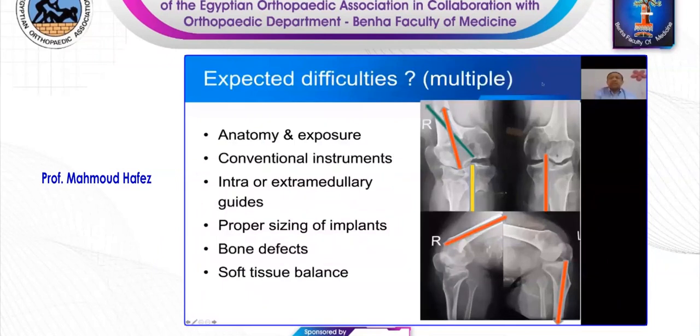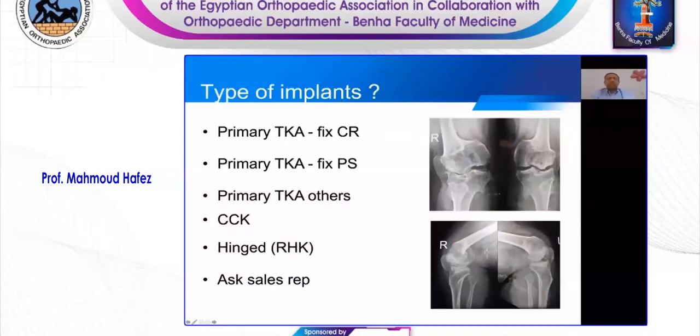Okay, so with the next one, expected difficulty in this case, you could have actually multiple answers, and that's expected in a difficult case like this. Is it the anatomy and exposure? Is it the conventional instrumentation here that is a problem for you? Or is it the intra and the extramedullary guides? Or is it the proper sizing of implants, the bone defects, or the soft tissue balance? So we can go for the next question.